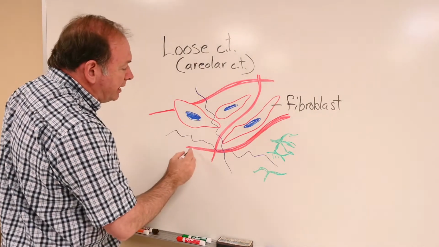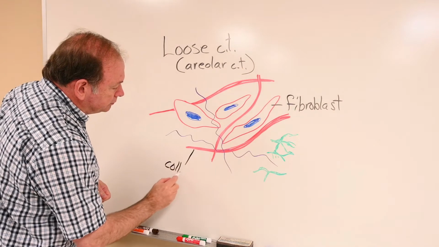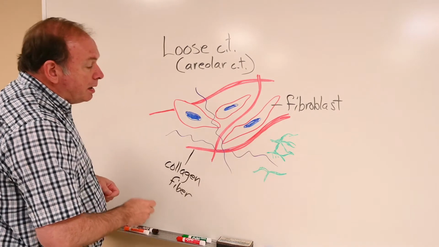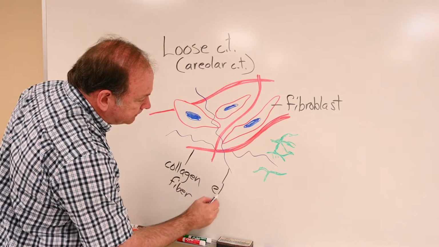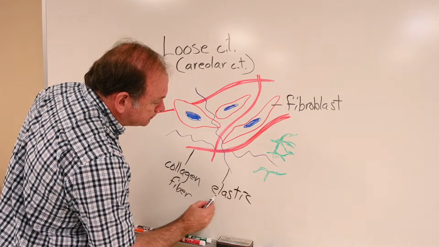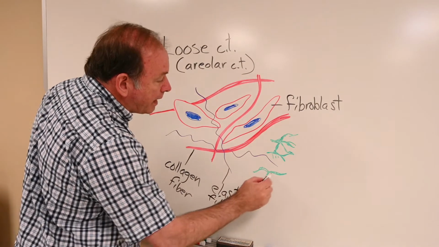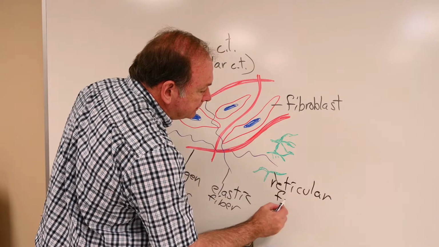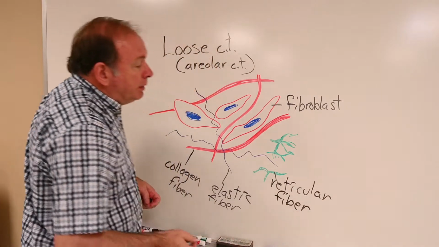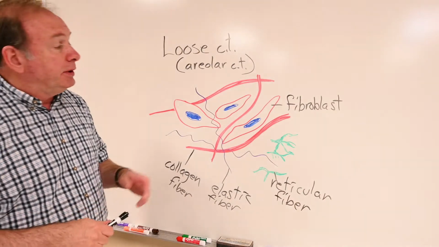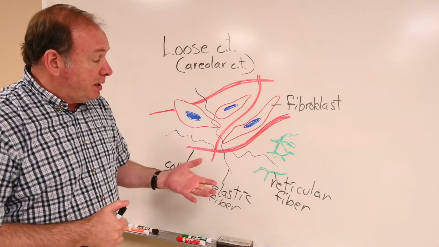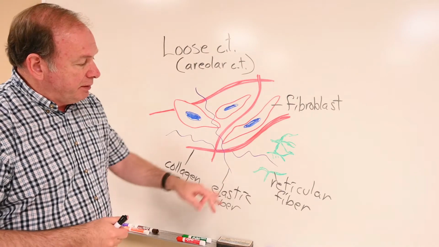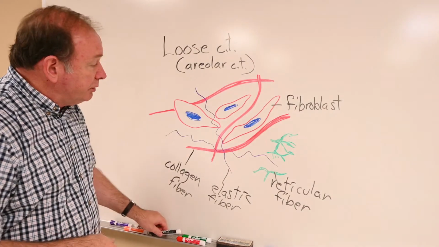We've got collagen fibers. We have elastic fibers. And we have reticular fibers. Mostly, though, you see the collagen fibers, the main fiber in most loose connective tissues, with maybe some elastic fibers in there, and rarely would you see the reticular fibers in the tissue.